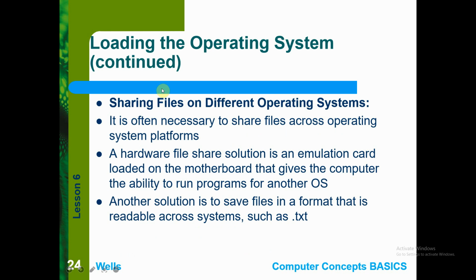Okay, so sharing files on different operating systems, like in our definition of a network, we can share files. It is often necessary to share files across operating system platforms, and the hardware file share solution is an emulation card, a monitor loaded on the motherboard that gives the computer the ability to run programs for another OS. That is another function for a shared type of operating system. Also, the format for this is to save files in a format readable across the system, such as text.